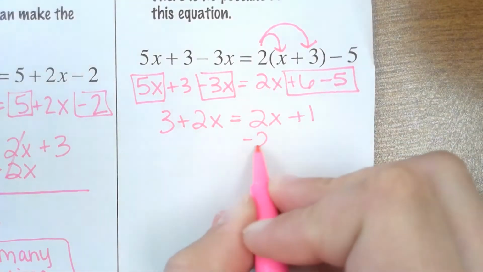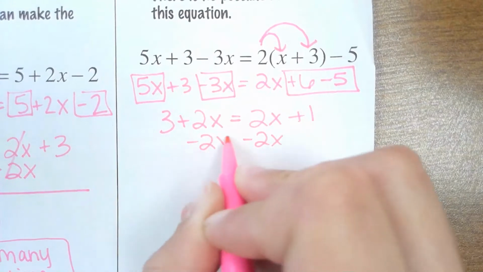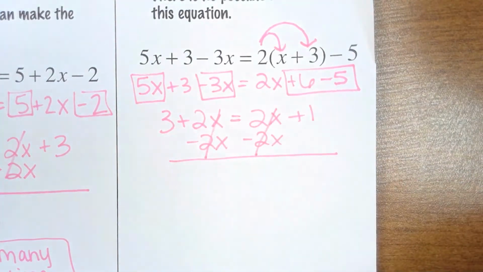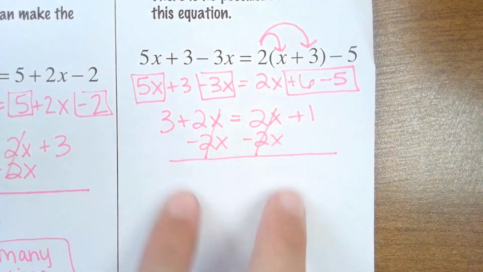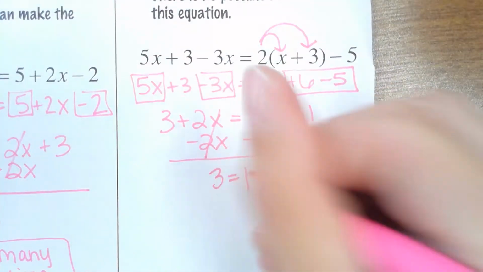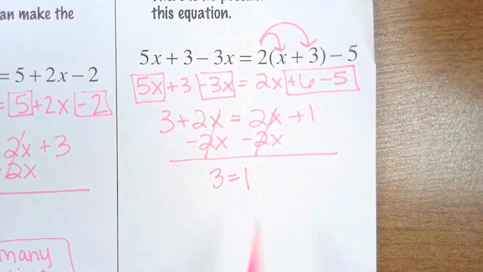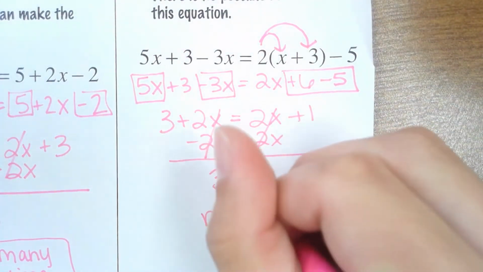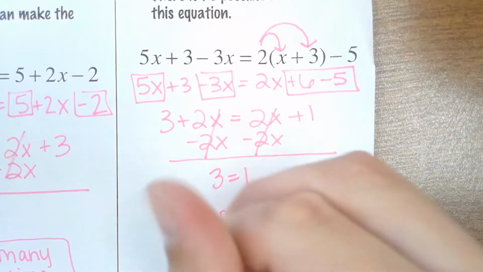So again, first thing is to move your variables to one side. And again, your two x's are both going to cancel out because they equal 0. So all that you're left with is 3 equals 1. And that is not a true statement. A does not equal B. So if it's not a true statement, that means you get an answer of no solution.